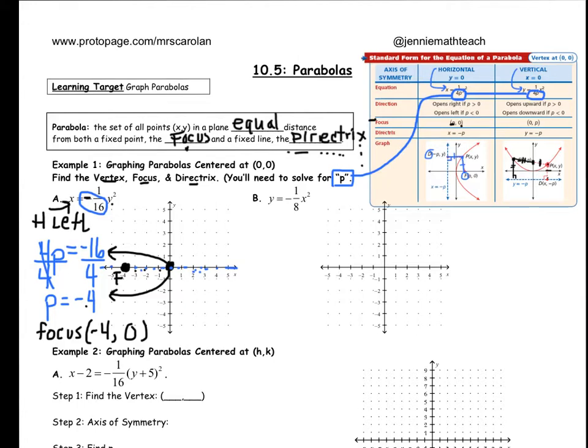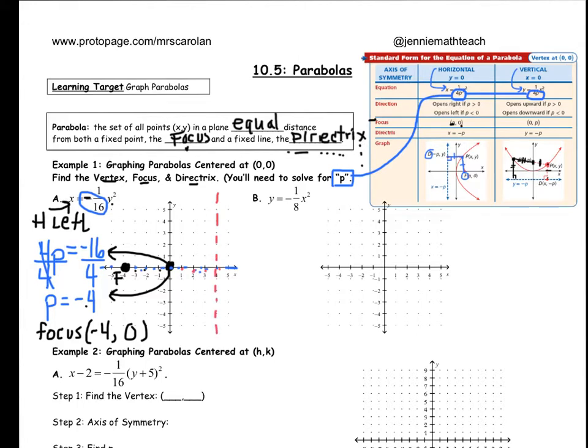Next, we will label the directrix. It's going to be 4 units the other way from the vertex. So 1, 2, 3, 4. It will be perpendicular to the line I drew down the middle.